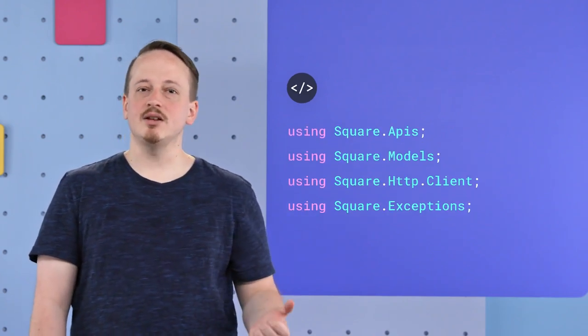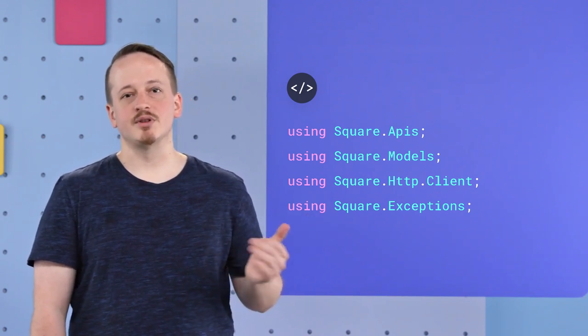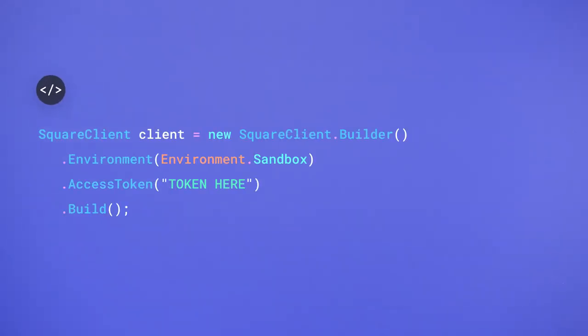Now, let's take a look at using the app from C#. First, let's add some using directives for the Square SDK. Now we're ready for some C# boilerplate. And then we can create our new Square client, passing in our access token. You'll want to use your Sandbox token in place of where it says token here, since we have the environment set to Sandbox. Your access token is a secret, so don't share that with anyone.